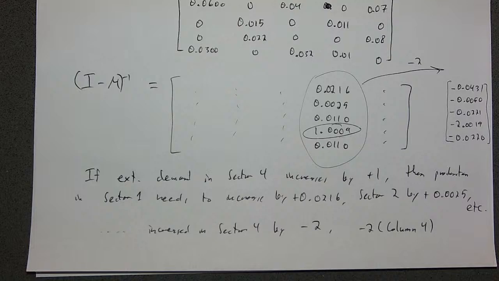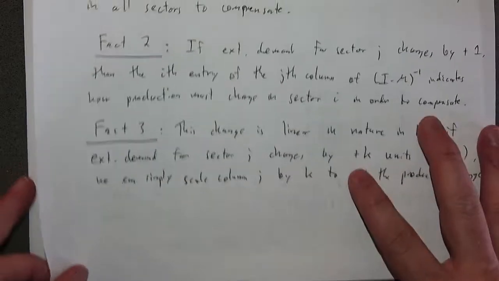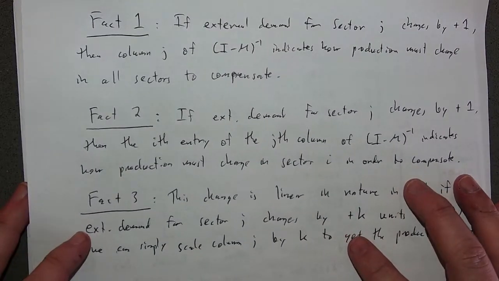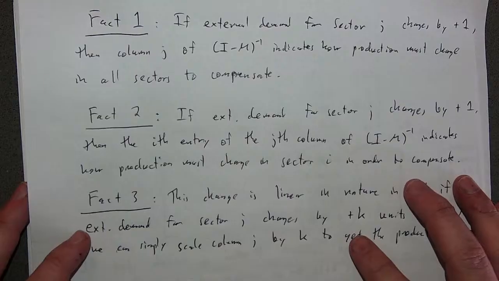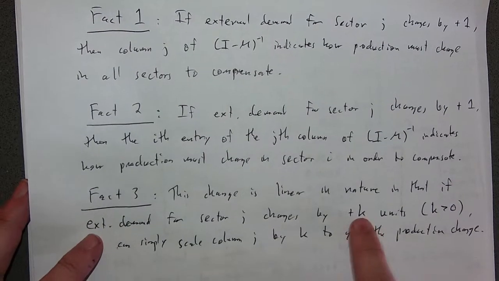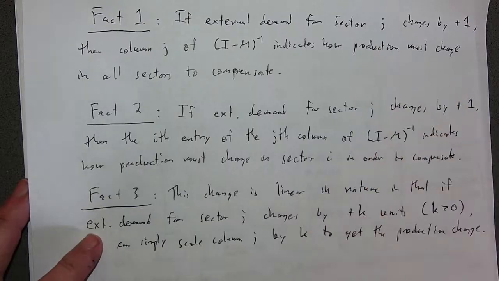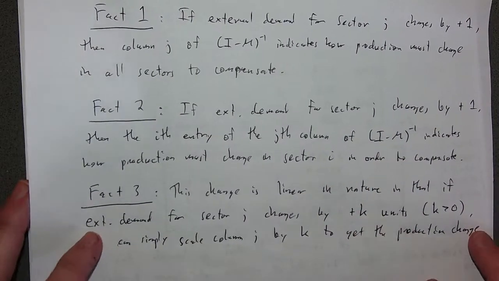And it's very useful. This fact 3 that we had here was very useful. It means that now I can use this to compute how this impacts production based on any change in external demand. I can scale my external demand by whatever. It doesn't just have to be increments of 1, obviously, so I can scale it by whatever here.